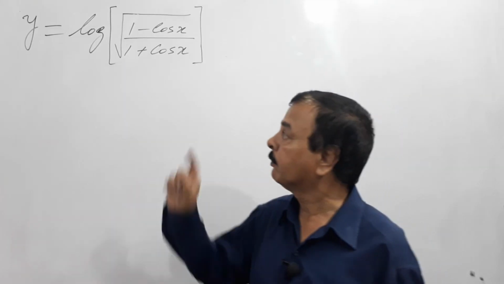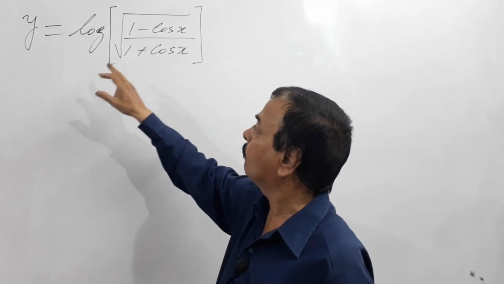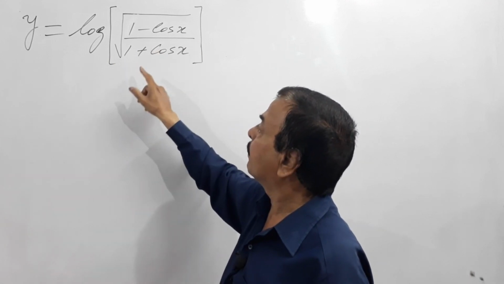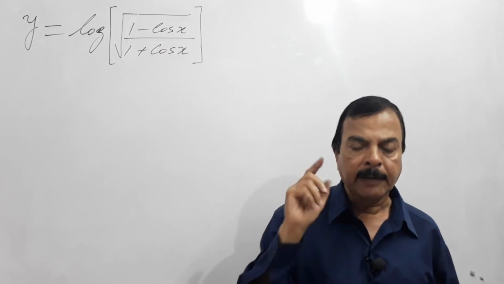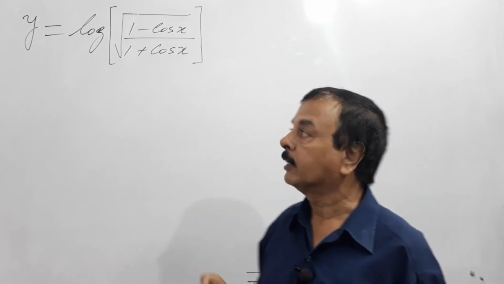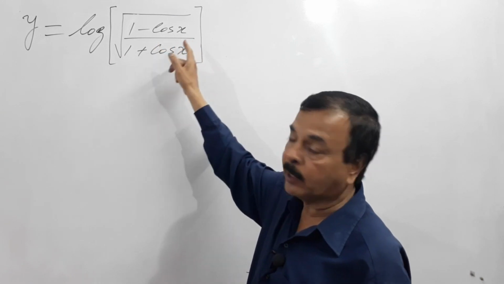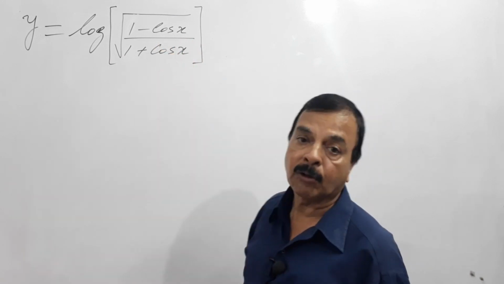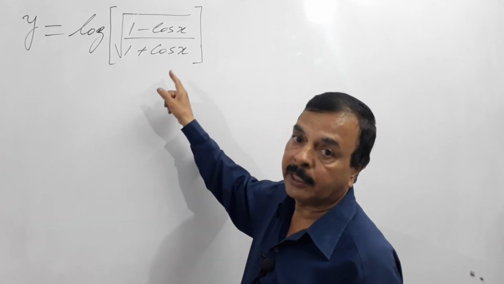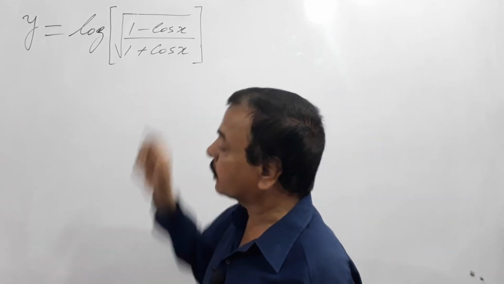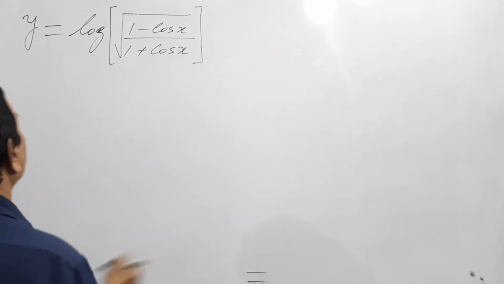Dear students, we are given one problem, y equals to log of under the root 1 minus cos x divided by 1 plus cos x. I remember in the previous class I have done one problem on log of 1 minus cos 2x divided by 1 plus cos 2x. This is half angle. I will teach you how to go about it. So this can be written as, I will show you.